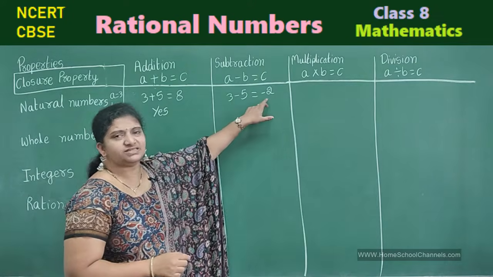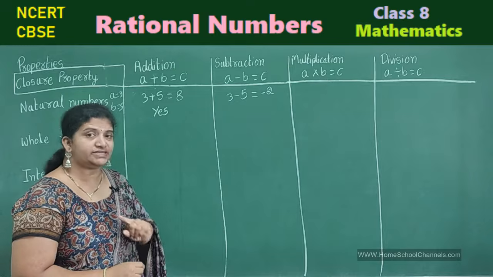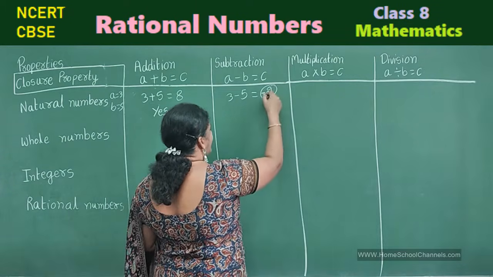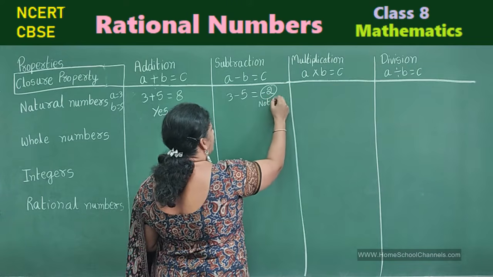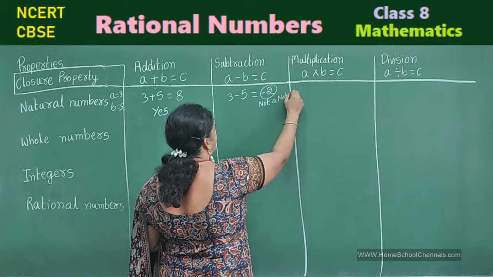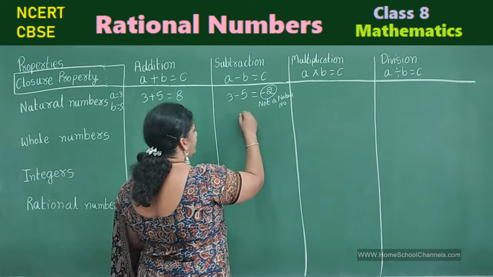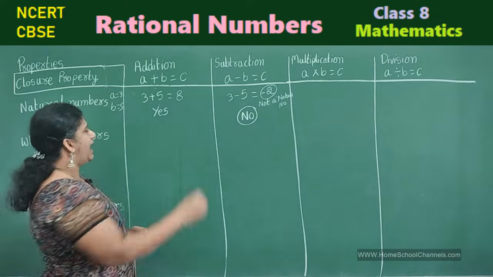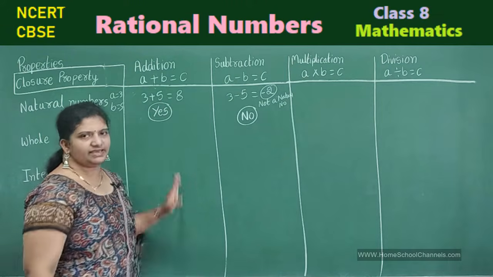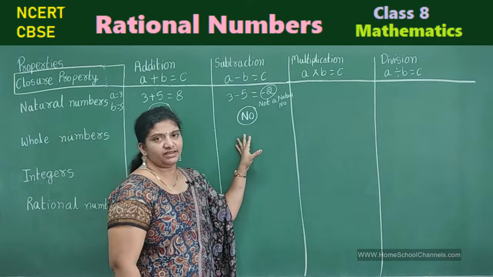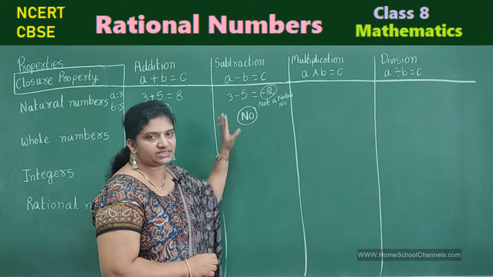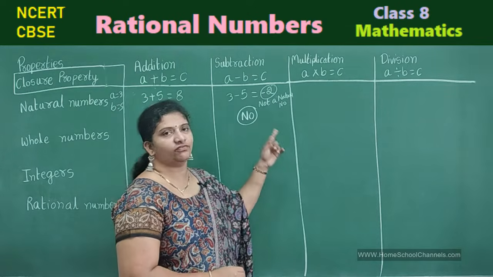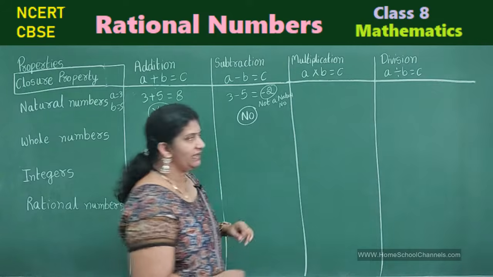The result, is it a natural number? No, it is not a natural number. So what you can say? No, minus 2 is not a natural number. Therefore, it is not satisfied. And here you can say yes, it satisfies, and here no, it does not satisfy this condition for natural numbers.